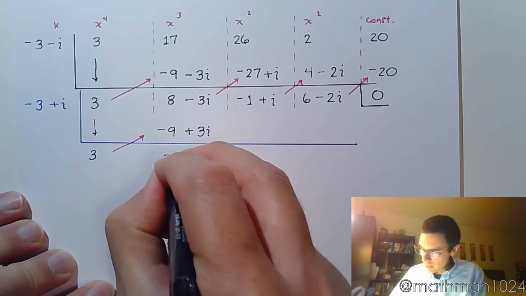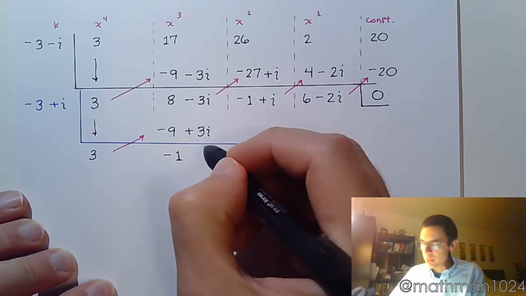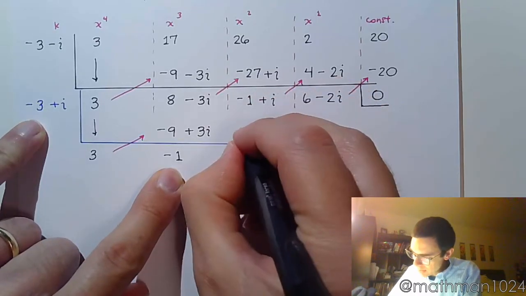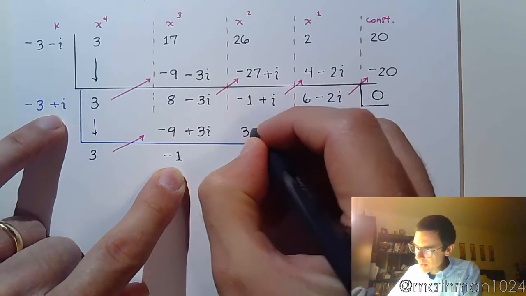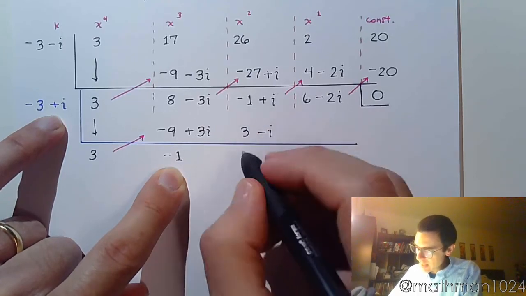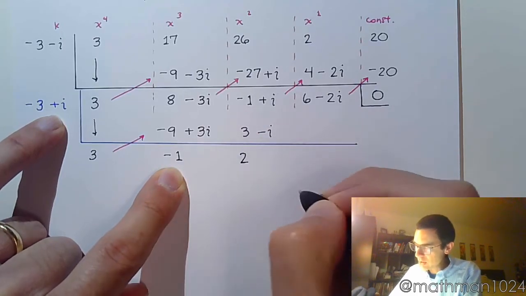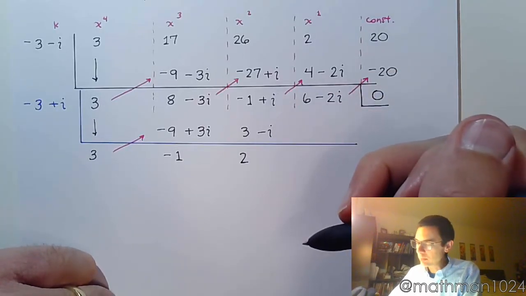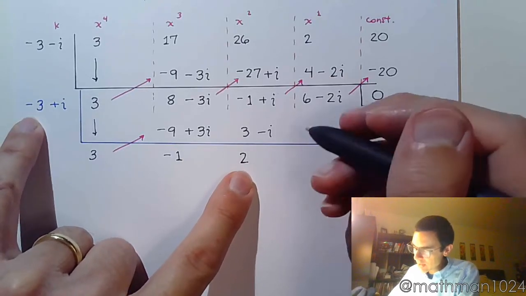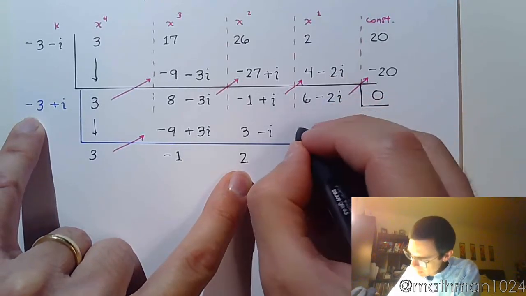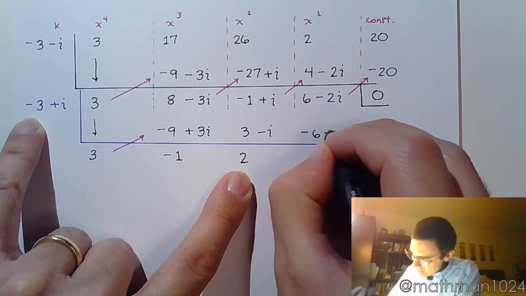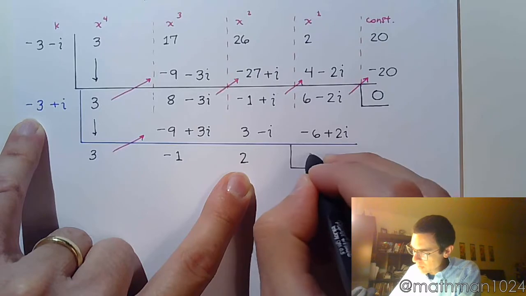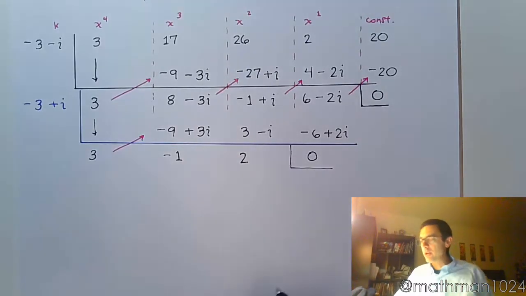You get negative 1, but these guys are opposites, so they go away. That's nice. Now we're going to multiply these, so we get positive 3. Positive I times negative 1 is negative I, and we're left with 2. The I's go away, so we're done with that. Multiply this times the I, or times the k value one more time. That's negative 6 plus 2I, and we see over here that we have a remainder of 0.